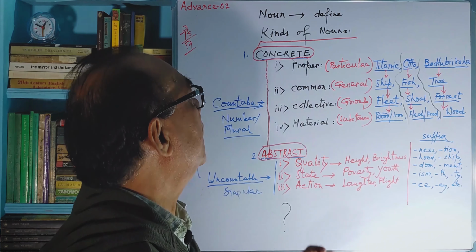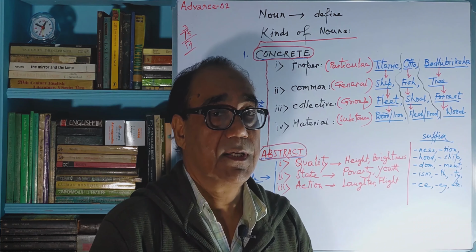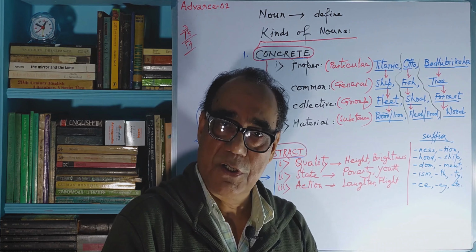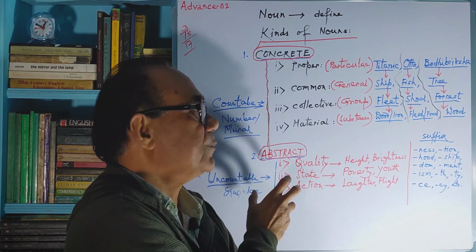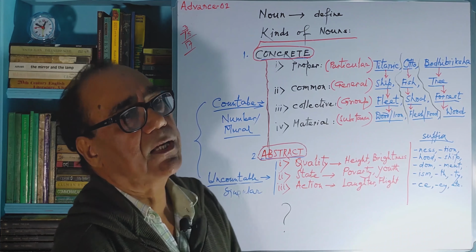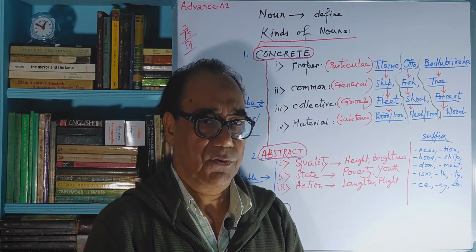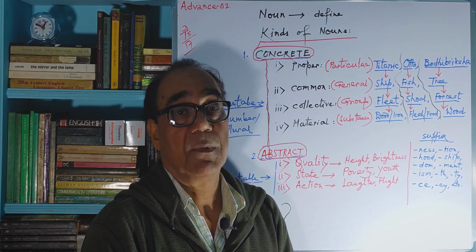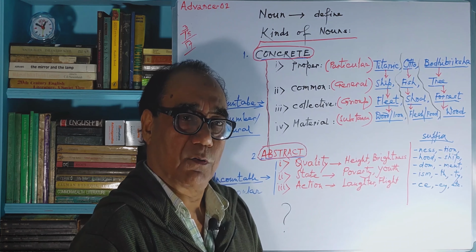Now we come to the kinds of noun. Kinds of noun means how many types of nouns are there. There are, broadly speaking, two types of nouns. One is concrete noun, the other is abstract noun. So concrete nouns are those that can be conceived in terms of your sense organs. You can touch them, you can taste them, you can see them, you can put them into your pocket and carry them. This is concrete noun.